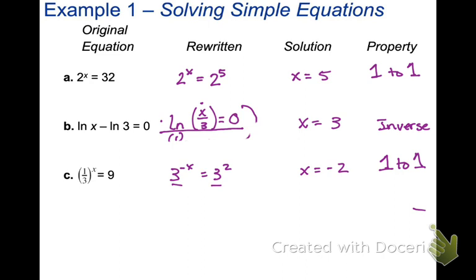Wait, how do you get the negative 2 again? Because it would be negative x equals 2. Because the bases are the same. Yep, because when the bases are the same, and so x equals -2.